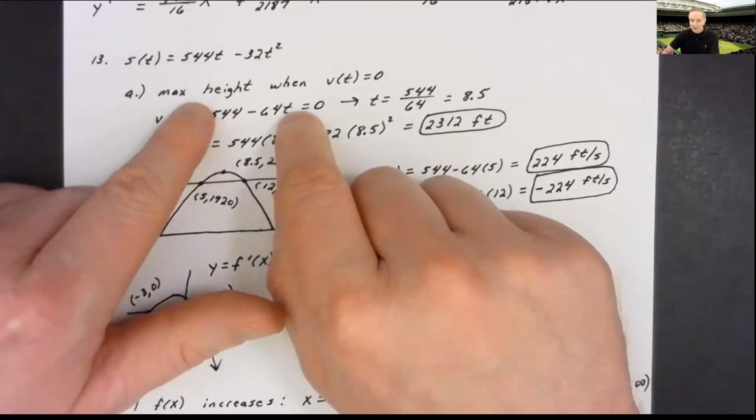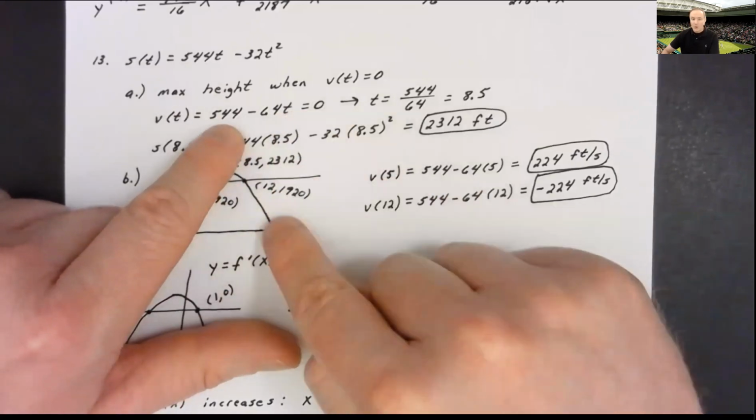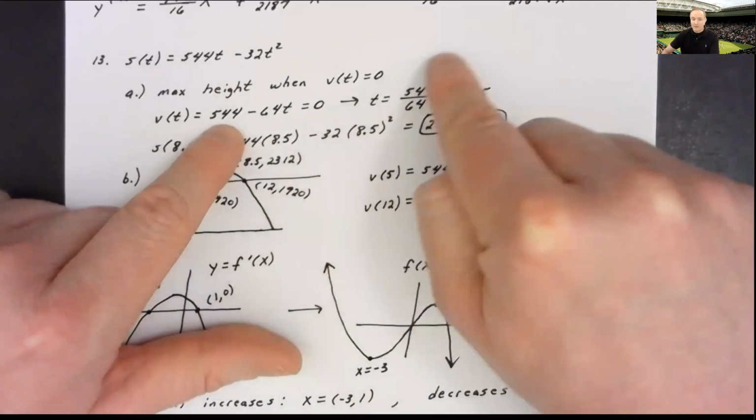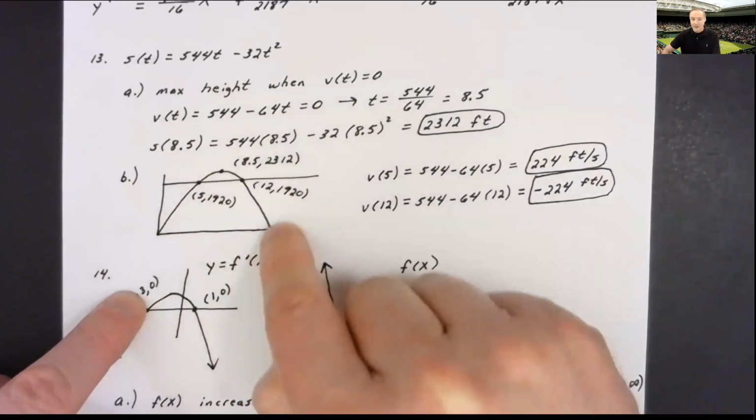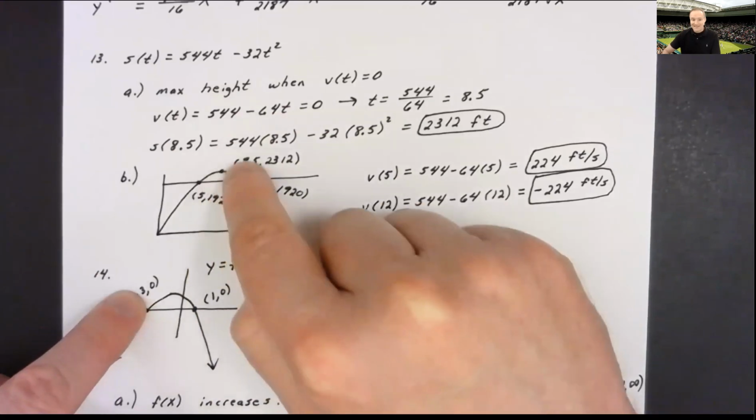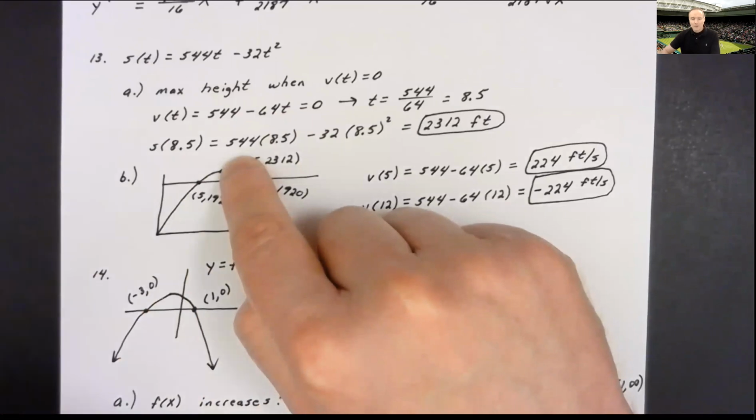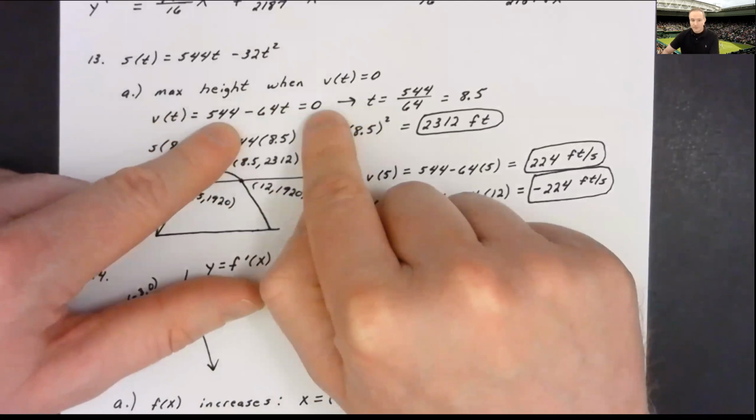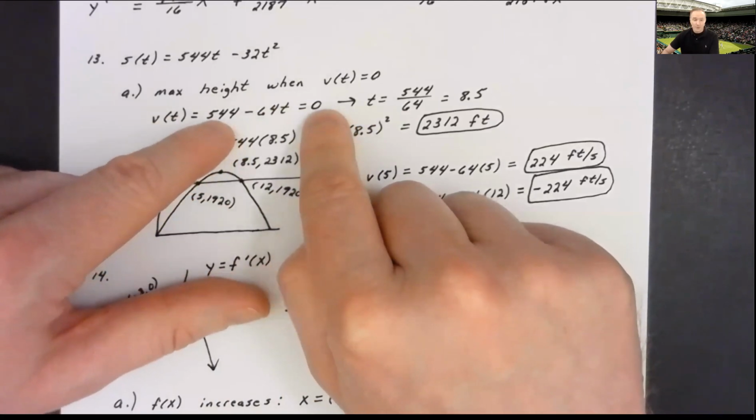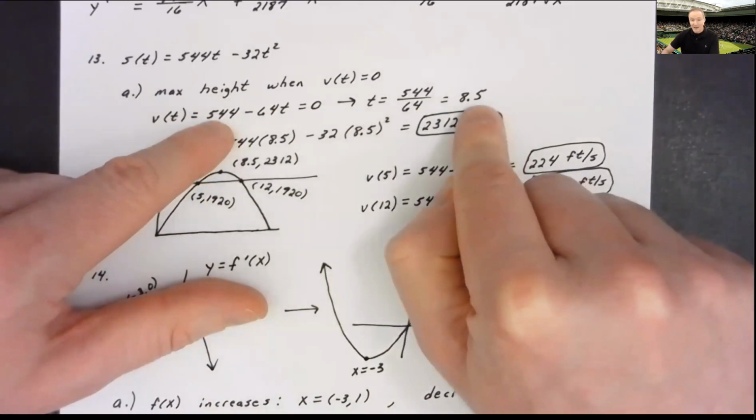Now, we know that that maximum height occurs when the velocity is 0. All the way up, it's going to have positive velocity. So positive velocity all this way, negative velocity on the way down. At the instant it's at its maximum height, it's going to have a 0 velocity. So I set that velocity function equal to 0. That gave me 544 is equal to 64t. Thus, t is equal to 544 over 64, which is 8.5 seconds.